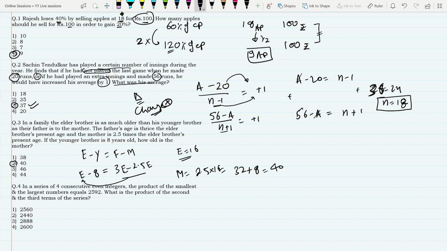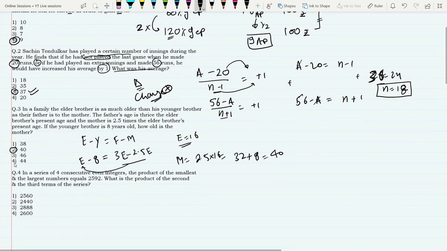This is the kind of speed you must manage in the exam if you are serious about cracking CAT or any other exam for that matter.